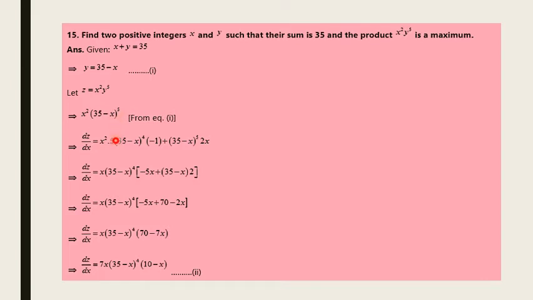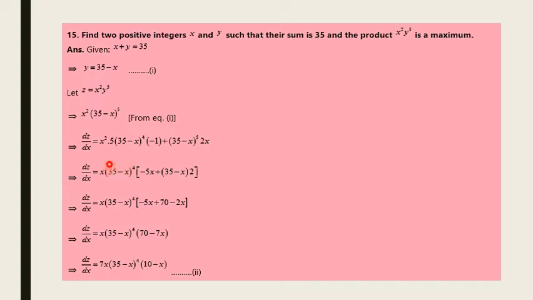5 into (35 minus x) raised to 4 into d by dx of the base 35 minus x, the derivative is minus 1, plus second into (35 minus x) raised to 5 into derivative of x square, that is 2x. So we applied the product rule: first into derivative of the second plus second into derivative of the first.